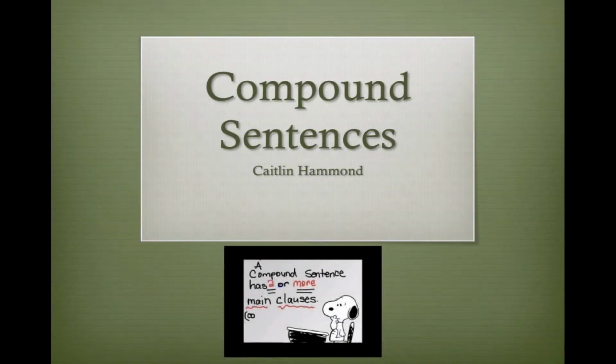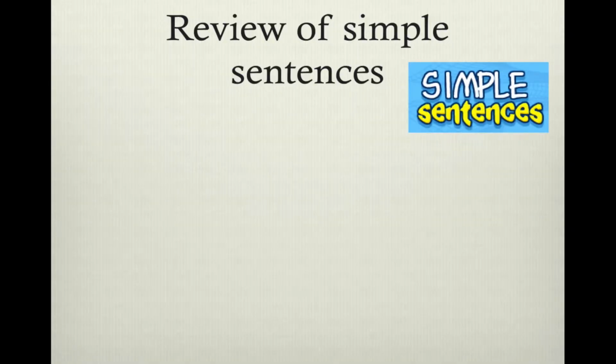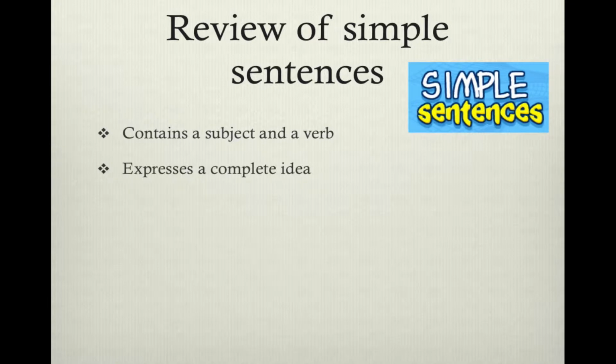This video reviews compound sentences, what they are, how they're formed, and what they do. First, let's review simple sentences. A simple sentence contains a subject and a verb. It expresses a complete idea and as a result can stand alone, and it has meaning. A simple sentence is what we also call an independent clause. So when I say clause, I mean some form of sentence.